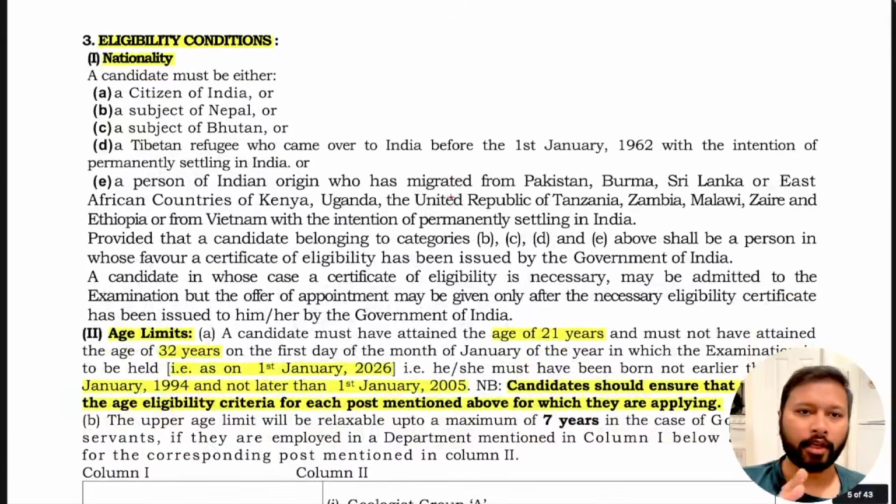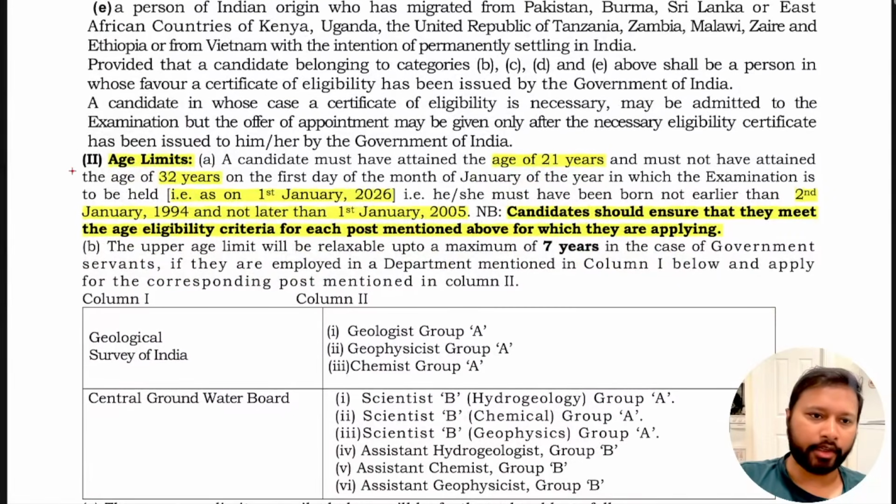Okay, the other eligibility criteria, the first criteria is nationality. So you should be a citizen of India or a subject of Nepal or Bhutan or a Tibetan refugee. Then the second criteria is your age limit. So your age should be minimum 21 years, okay, minimum 21 years and maximum of 32 years. Okay, this is the age limit or age gap in which you can apply.